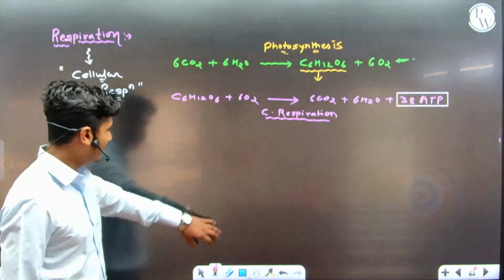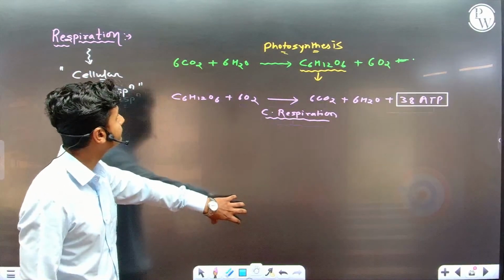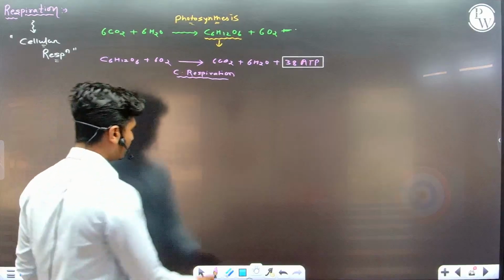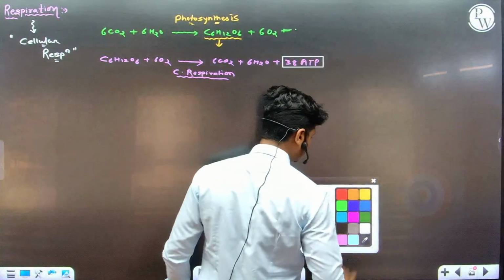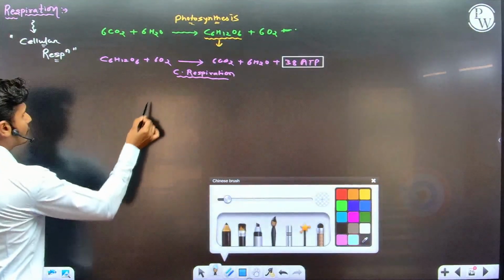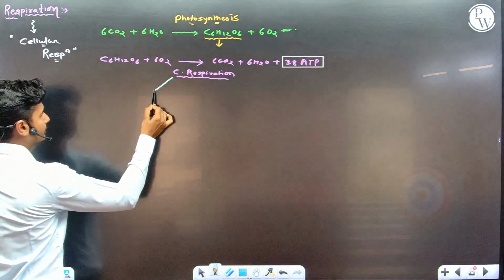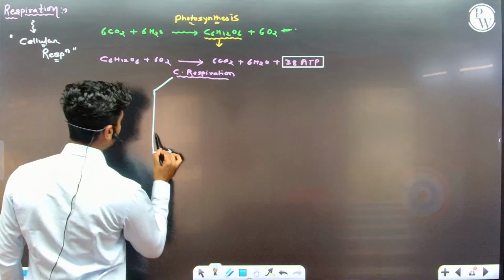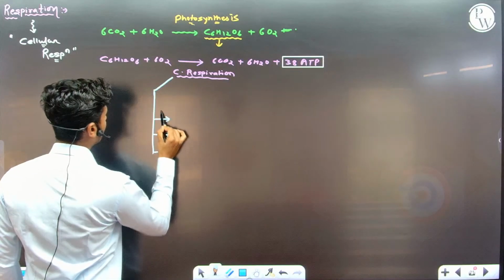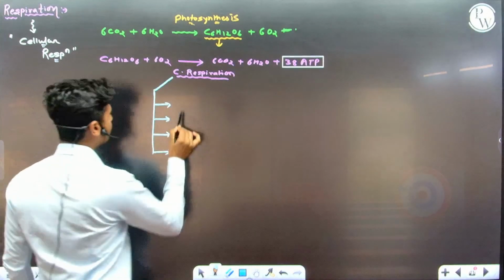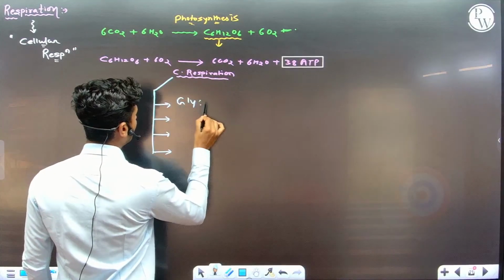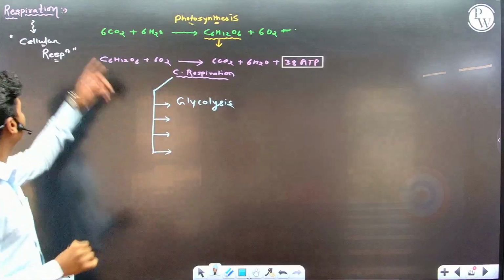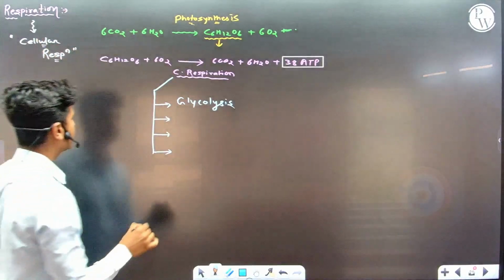So in cellular respiration, we have to follow some steps. First step is glycolysis. That is a breakdown of glucose. This is our topic today, glycolysis.